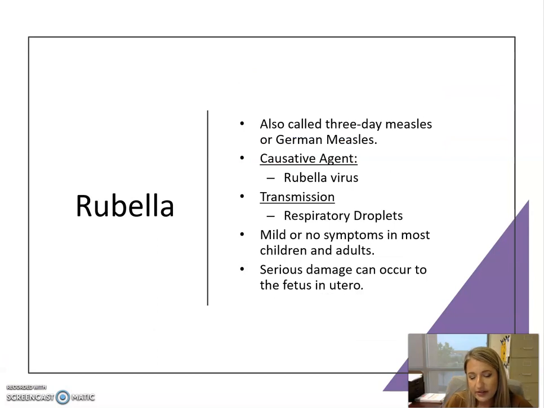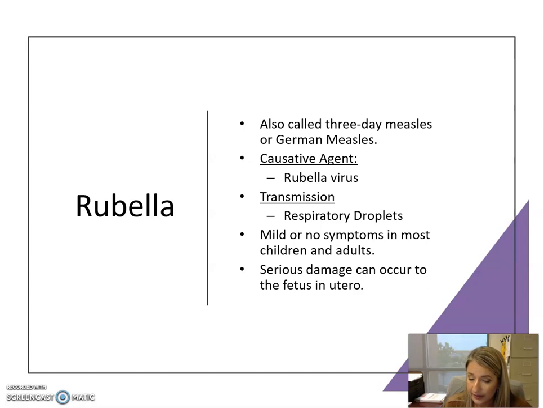Okay. So this second disease that we'll talk about is rubella. We're going to just call it rubella in this class, but it has different names. Sometimes you'll hear it called 3-day measles, and other times you'll hear it called German measles, but we're just going to call it rubella. This is a viral disease caused by the rubella virus.